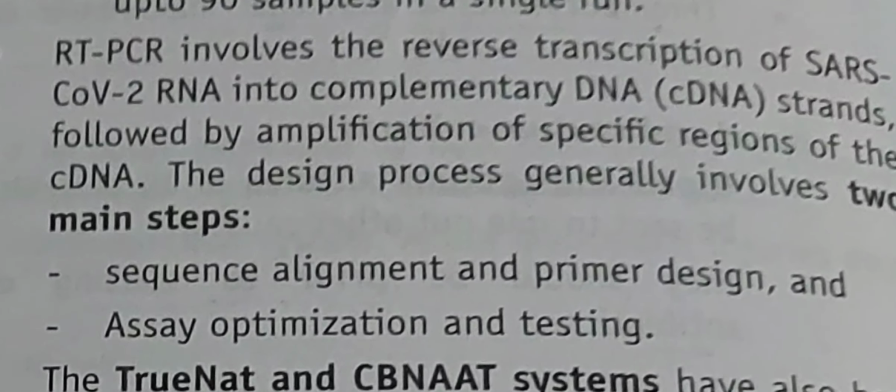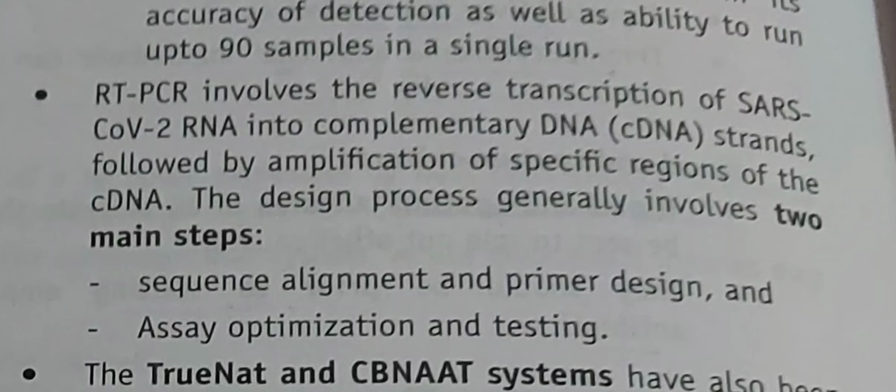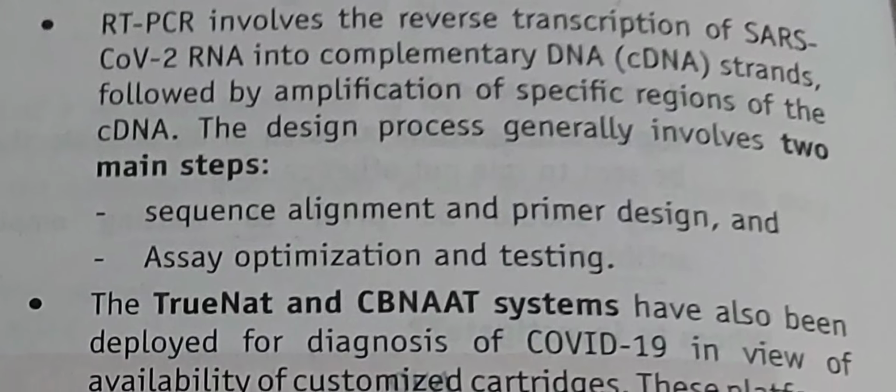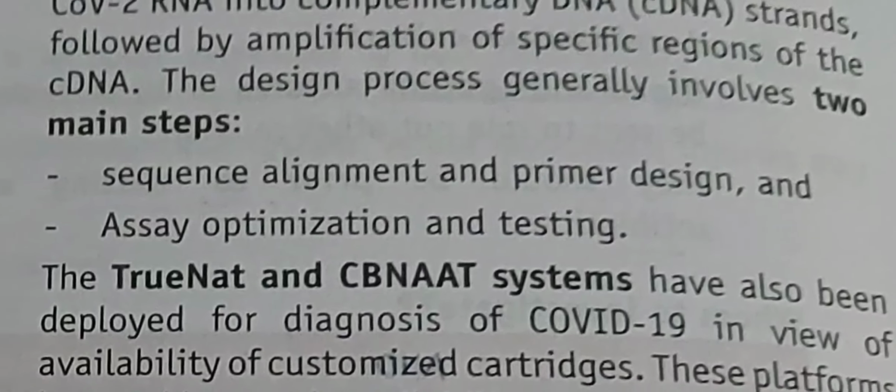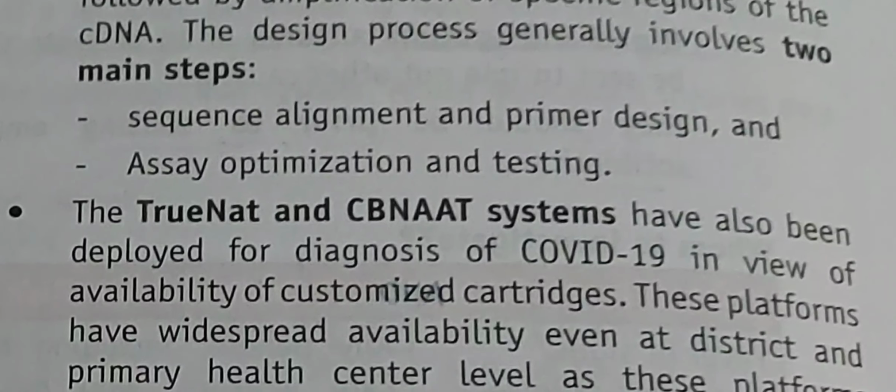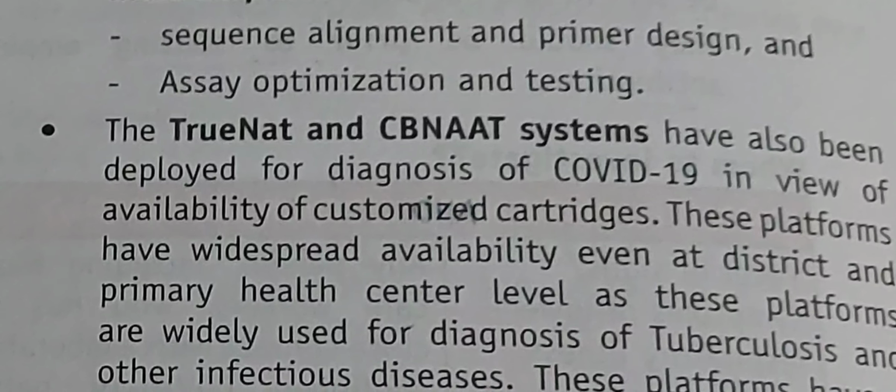RT-PCR involves reverse transcription of SARS-CoV-2 RNA to complementary DNA, followed by amplification of specific regions of the cDNA. So it does the reverse transcription, plus amplification of specific regions. This process generally involves two main steps. First is sequence alignment and primer design, and second is assay optimization and testing.